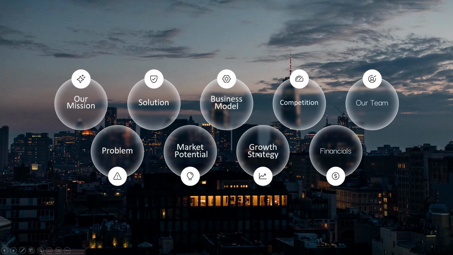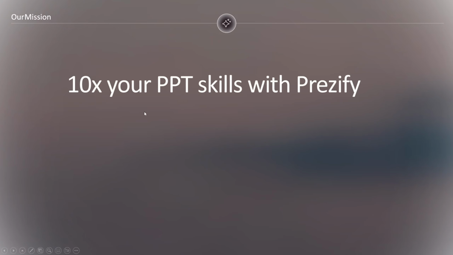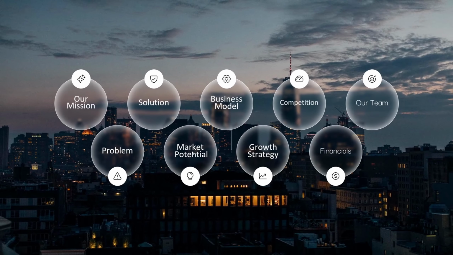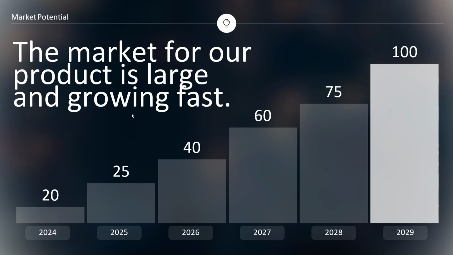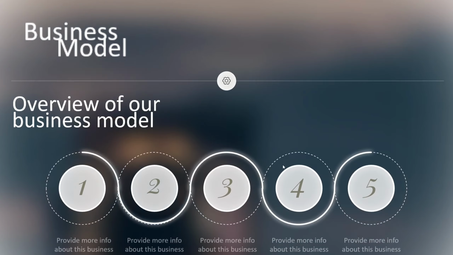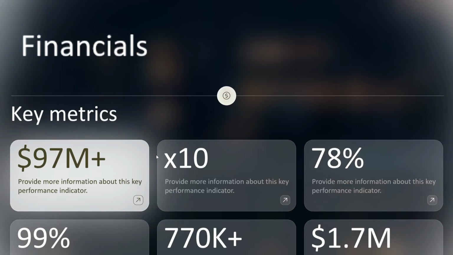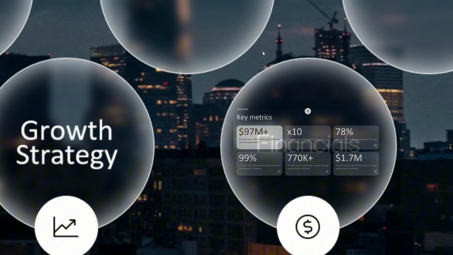So if we move to the next slide, we can see that we have all of these different sections that we can create. And the one thing about it, it's also interactive. What I mean by that, if I click on any of these, it takes us to the brand new slide. So for example, let's try the market potential. And as you can see, it takes us to the new slide. If we try the business model, it will take us to the new slide. And if we click on any of the other ones, it will also take us to the new slide.